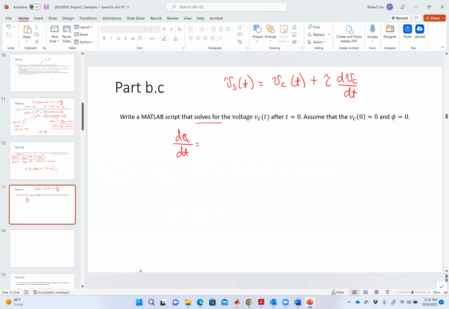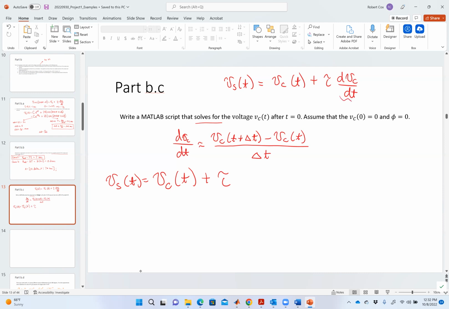And I see that I would convert that using this approximation. I go back to the definition of the derivative and say this would be approximately V sub C of t plus delta t minus V sub C of t, all over delta t. What that does is, if I use that approximation in my original differential equation, I get V sub S of t equals V sub C of t plus tau times, and now I insert my approximation of the derivative. So I put in here V sub C of t plus delta t minus V sub C of t all over delta t. Now I have some algebra to do.